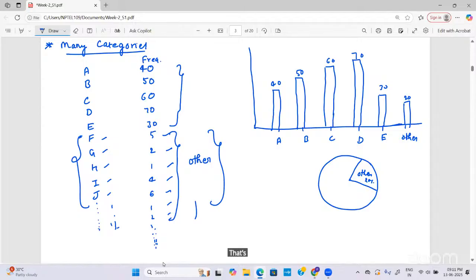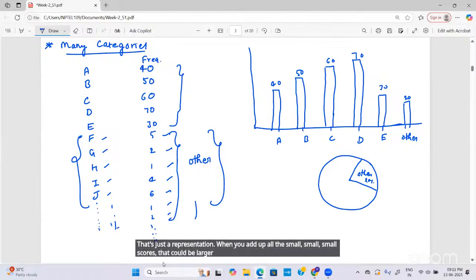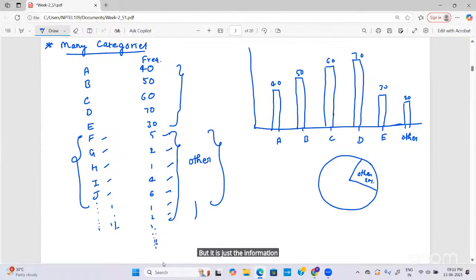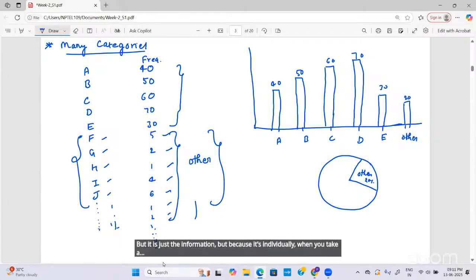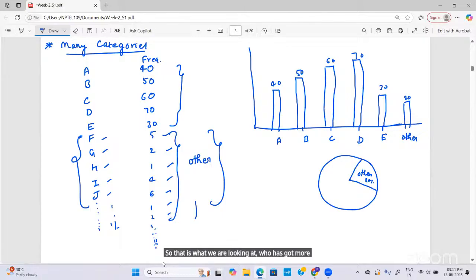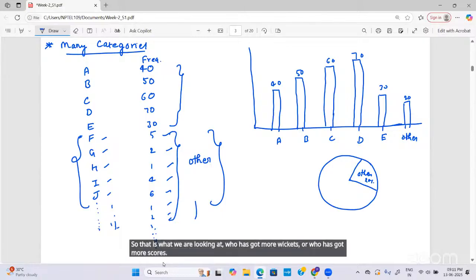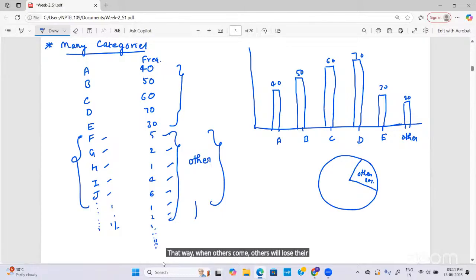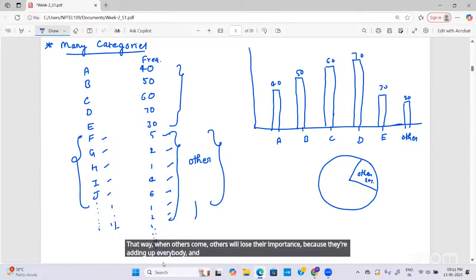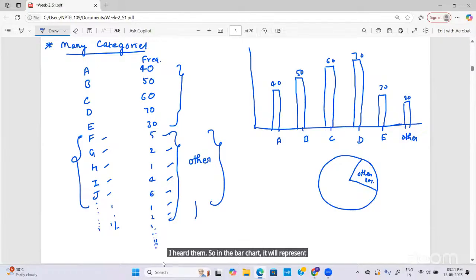That's just a representation. When you add up all the small ones together, that will be larger than the normal ones, but it is just the information. When you take individuals, like the example of Dhoni, then the individual plays an important role. That is what we are looking at: who has got more wickets or who has got more scores. When others come, they lose their importance because you are adding up everybody and saying they scored 1,000 runs, whereas an individual score must be higher. So in the bar chart, it will represent the individual score more prominently.